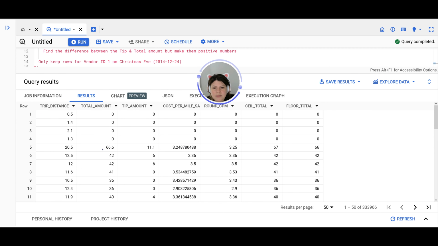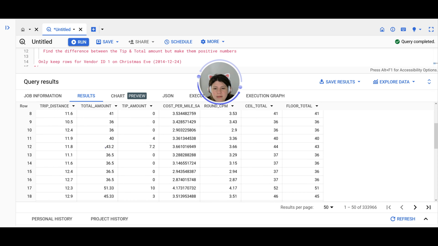Okay, so let's see. Our total amount, the devil's number, $66.60. If we do our CEIL, he goes up to $67. If we do our floor, he goes down to $66. Let's find another one. Here's one. $43, he goes up to $44 with the CEIL. $43.20, he goes down to $43 with the floor. And the round does our normal rounding rules with the 0.5, 0.4. So it's a little bit different.